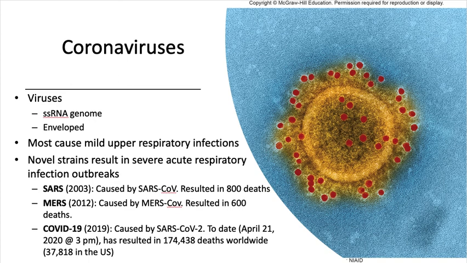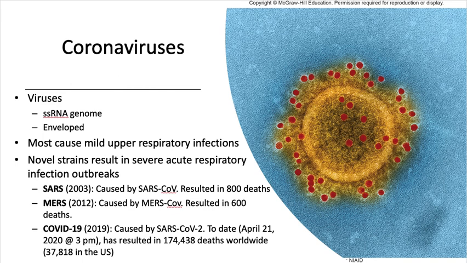All right. There have been novel strains of coronaviruses that have appeared and caused pandemics in recent years. The severe infections have been called severe acute respiratory infections. So there's a sudden onset and the symptoms are very severe. In 2003, we saw the disease SARS, and SARS stands for Severe Acute Respiratory Syndrome. This was caused by a virus, SARS coronavirus, and resulted in 800 deaths.